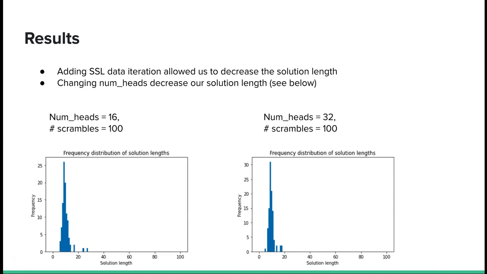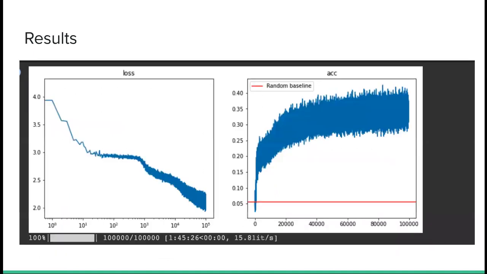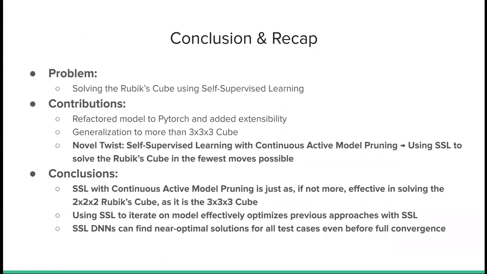So now our results. Adding SSL data iteration allowed us to decrease our solution length, and out of the many experiments we did, we saw that changing the number of heads in our transformer model decreased our solution length as well, as we can see here in the difference between these 2 images. On the right, we have more heads and we see a lower solution length on average. And here we can also see that our accuracy starts to taper off in our best model at around 100,000 epochs.